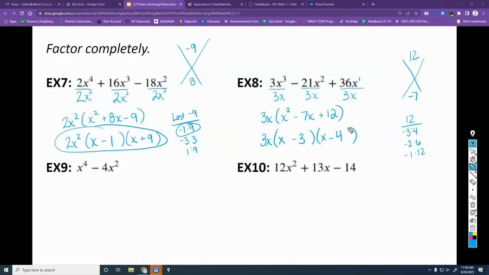And we could go type it into Desmos to double check if we needed to. I'd really suggest doing that when we get to like quiz or test time. Right now, you can take my word for it, that is correct.